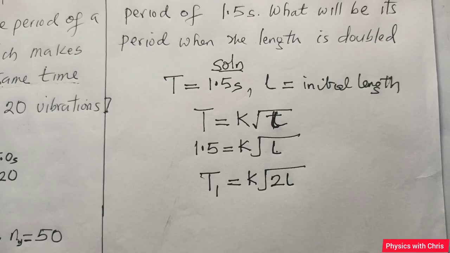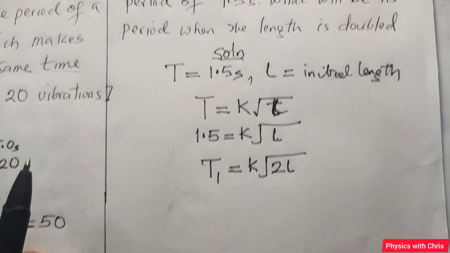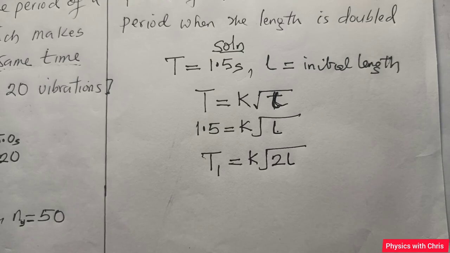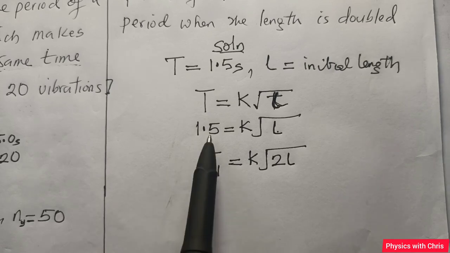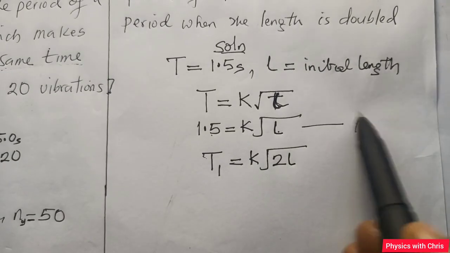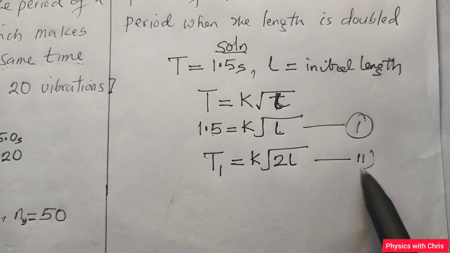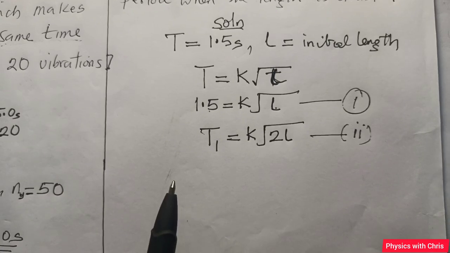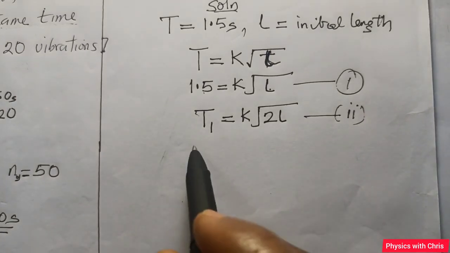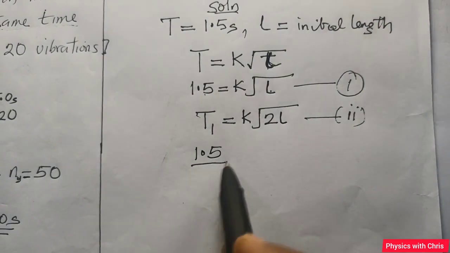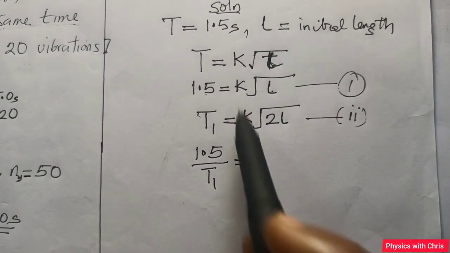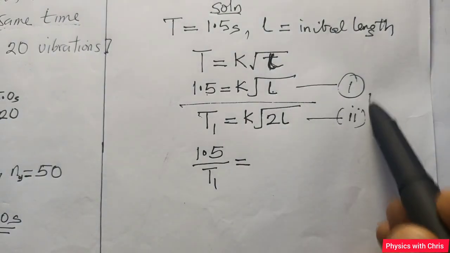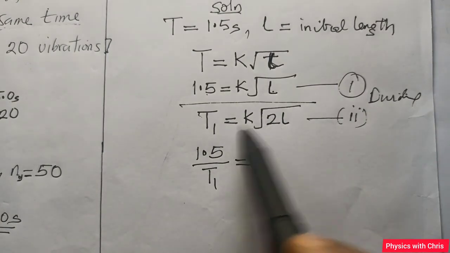That's one thing about equations like this, a relation between T and the length of the pendulum. Whatever happens to the length will also affect the period, because the period is dependent on the length. It's directly proportional to the square root of the length. So I don't expect the period to remain 1.5. Let me call this equation 1 and this equation 2. I'm going to solve them simultaneously. I'm going to apply the rule of third here. So this is 1.5 from equation 1 over T1, dividing the two equations, equation 1 by equation 2.